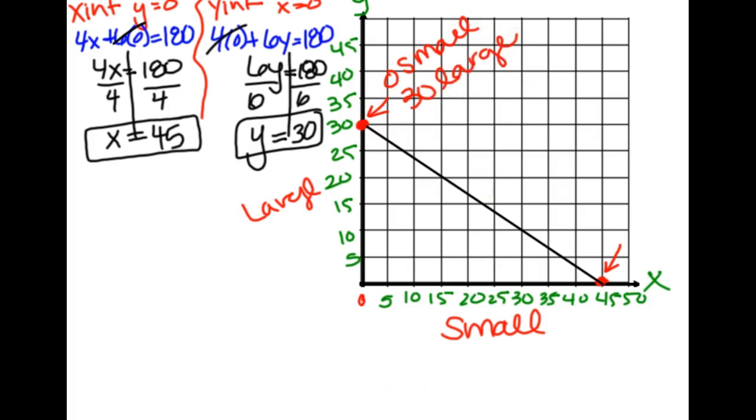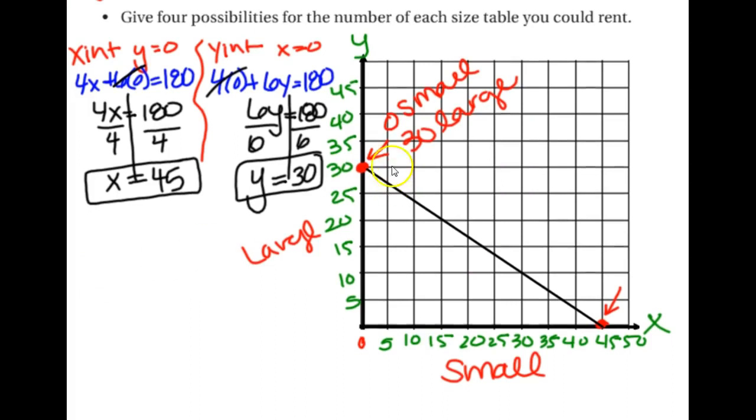That means that everyone in this banquet could fit at all 30 large tables. We wouldn't need any small tables. At this point, though, this would be 45 small tables and 0 large tables. That means that we could also fit 45 small tables and fit everyone in the same way.